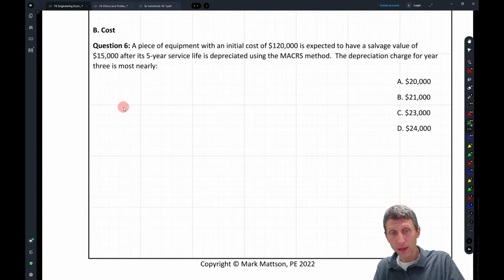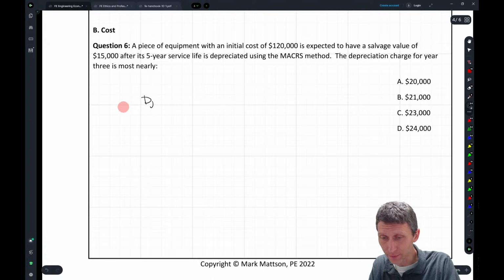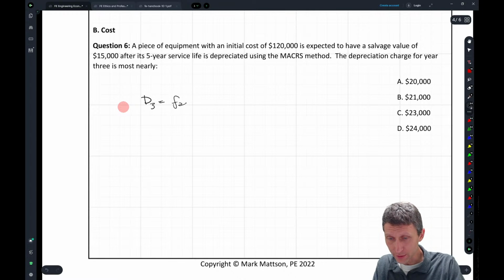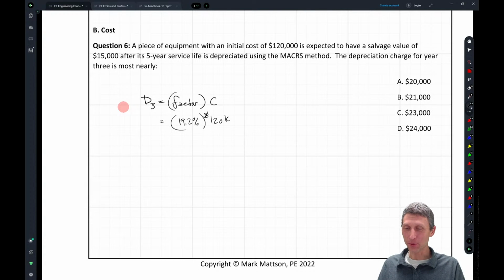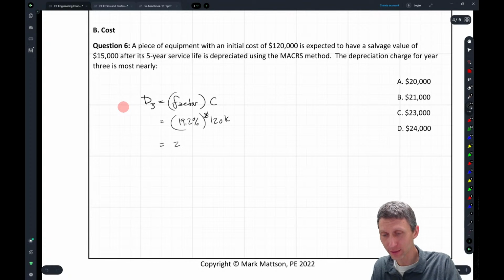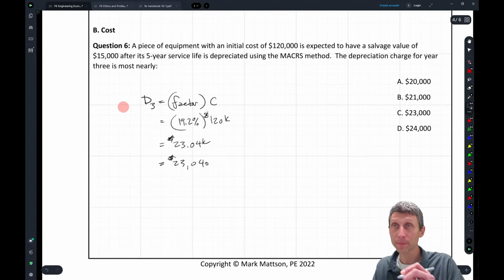So let's take a look at that, and we're going to say D of 3. Sorry, no, we're not doing DJ anymore. We're doing D3 equals the factor times C. So we said that factor was 19.2, and that's 19.2% of 120. And why not, let's just say K. Okay, so what's that? 0.192 times 120, and I get about 23.04 thousand dollars, or 23,040 dollars. Okay, and that's going to be our depreciation in year 3.